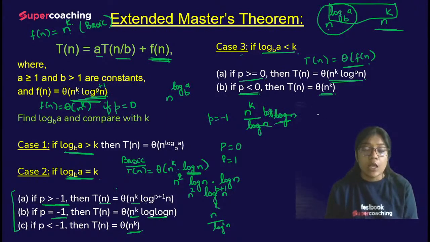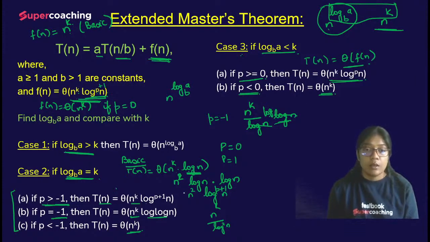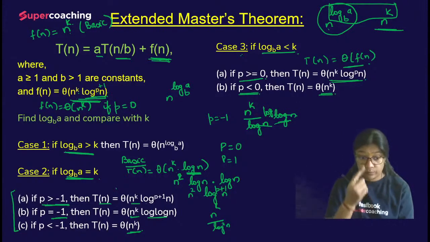Is this clear? So these are the cases of the extended Master's theorem. Anyone having any doubt in these cases? If no, then we'll be solving the questions.